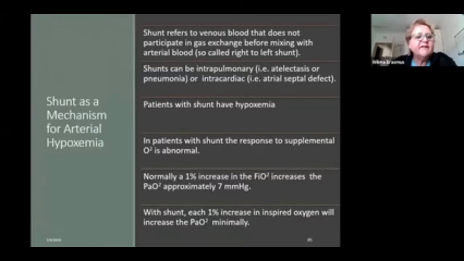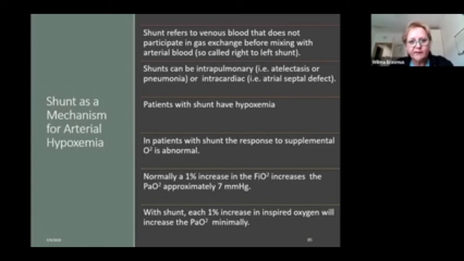So shunt is a mechanism of arterial hypoxemia. Shunt refers to venous blood that does not participate in gas exchange before mixing with arterial blood, so-called right to left shunt. Shunts can be intrapulmonary, that's with atelectasis or pneumonia, or it can be in the heart, intracardiac, that's an atrial septal defect.